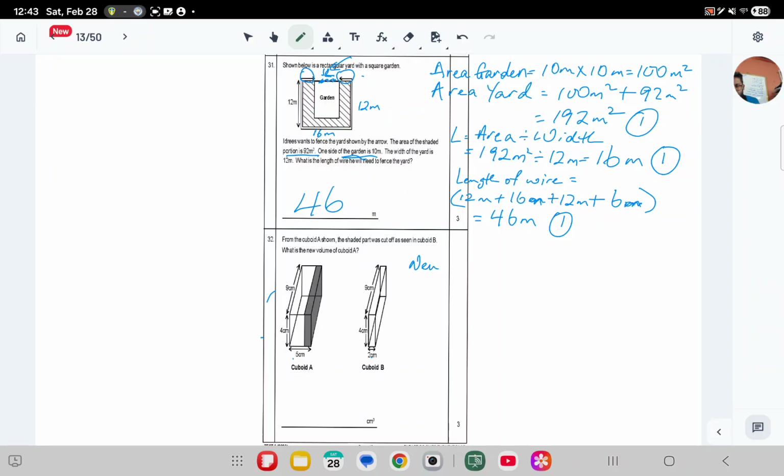So the new width is equal to 5 centimeters take away the 2 centimeters, which is equal to 3 centimeters. So this remaining part here is 3 centimeters. So all we need to do is to calculate the new volume. We know the volume of a cuboid is length by width by height, which is equal to 9 by, the new width is 3, by the height, which is 4. Alright, 9 by 3 is 27, times 4 is 108 centimeters cubed.